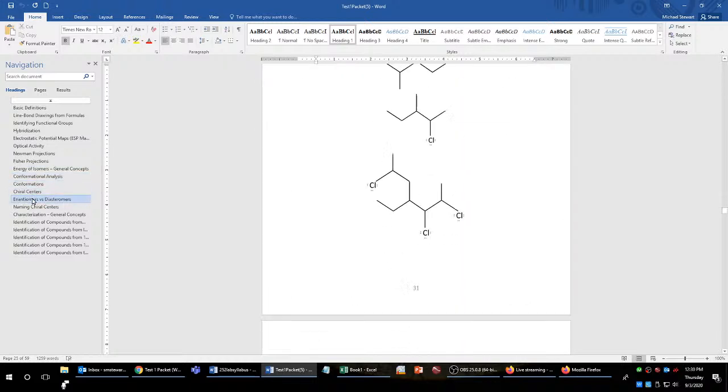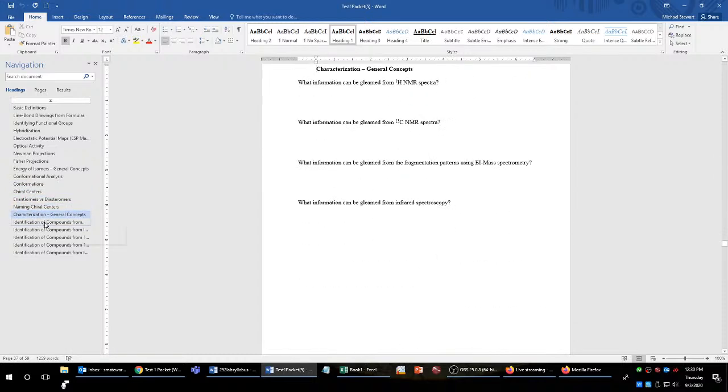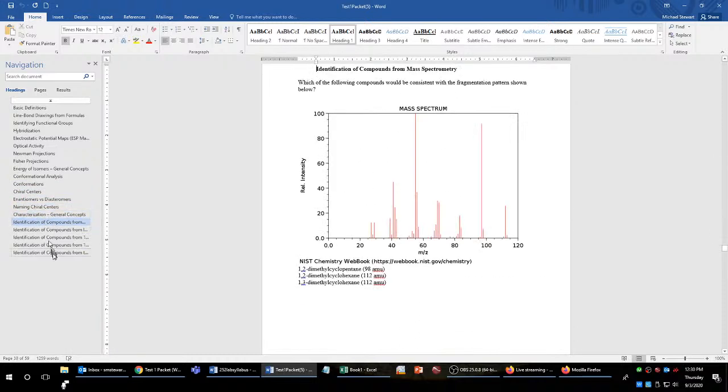Conformations you should know how to do. Chiral centers you know, stereocenters you know, naming chiral centers you know, and then the characterization. So the big ones are the characterization, the ESP, electrostatic potential maps, and the optical activity. Those we have not done yet, but that's what we're covering between now and the exam. So you're about halfway done with this study packet, which makes sense because you're about halfway to the exam date.